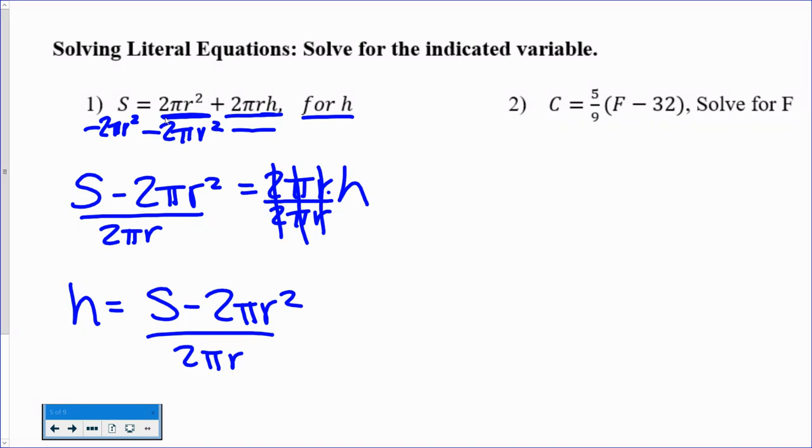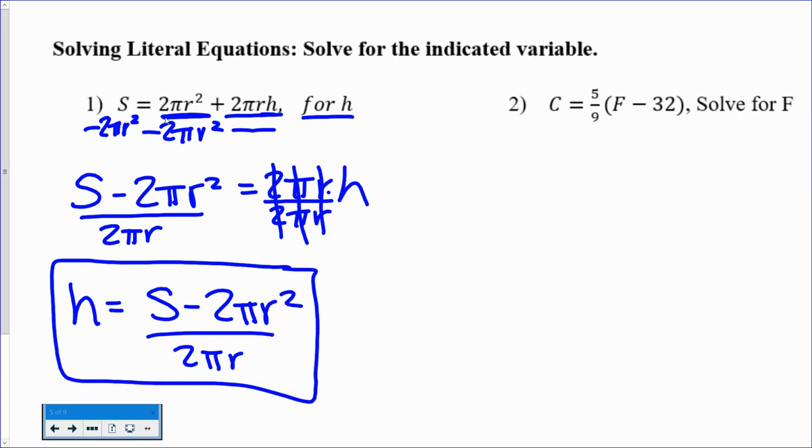Okay, and in our Math Excel program, you can use fractions, you can use exponents, you have all those tools for you to be able to type in your mathematical equations, expressions, whatever you need. Okay, all right, we'll look at the second example, number 2. We are going to solve this one for F.